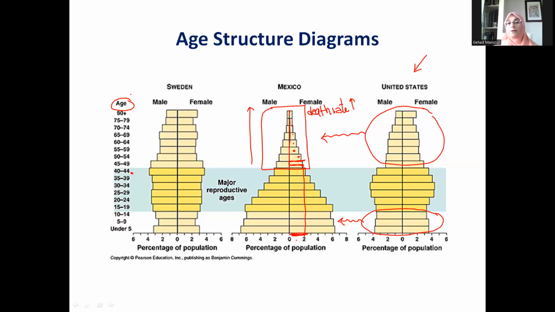Okay. So here we have a bigger total number of females in the age range from 50 to 80 and above. Similarly for males, and females are more if we compare them to people in Mexico. This is because of the increased health care.